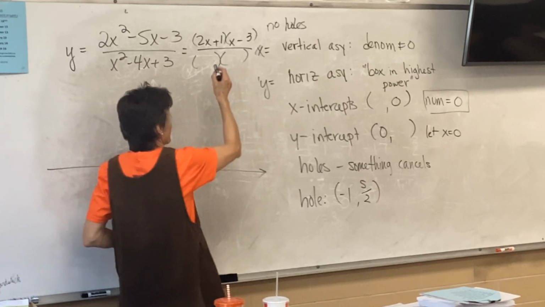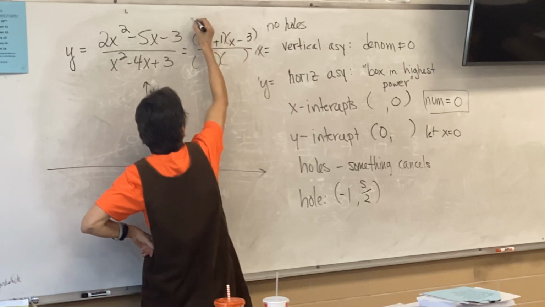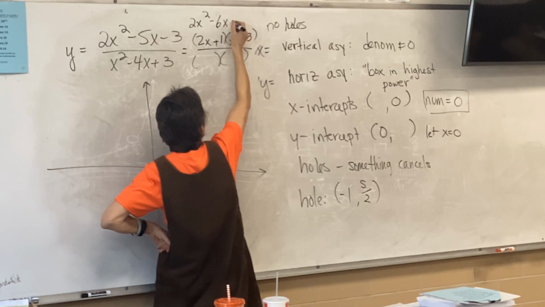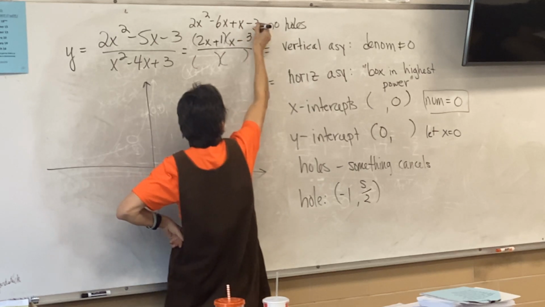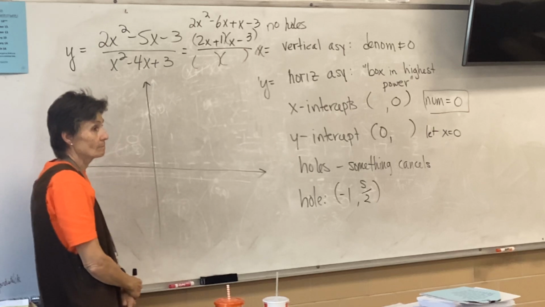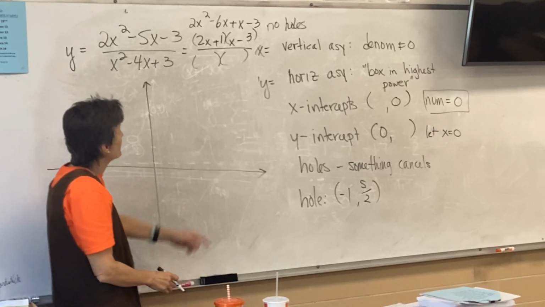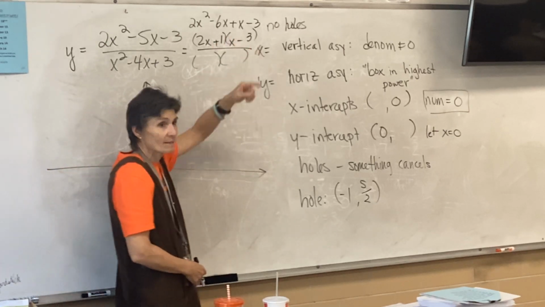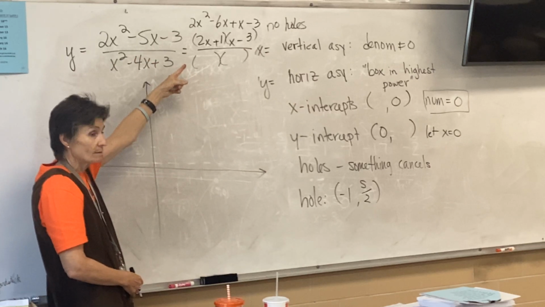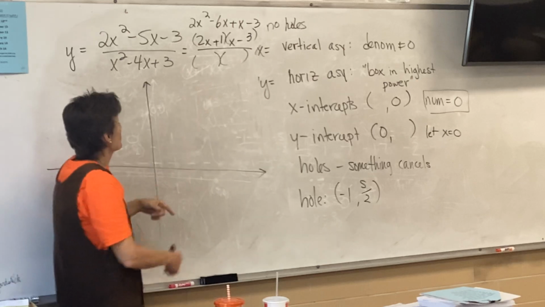Now I'm gonna check it. So I'm gonna FOIL this. I get 2x squared minus 6x plus x minus 3. Does that give me what I thought it would? Why are you shaking your head? You guys, what's -6 and +1? -5. That's exactly what I want. So those are my factors.